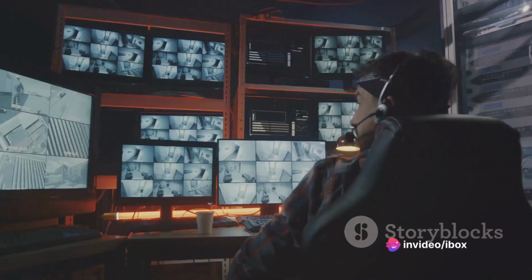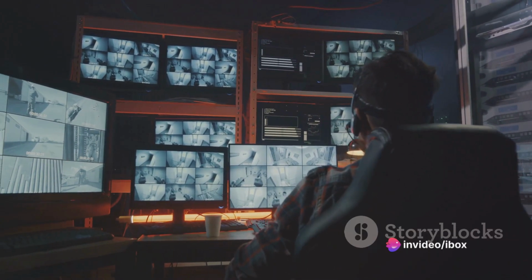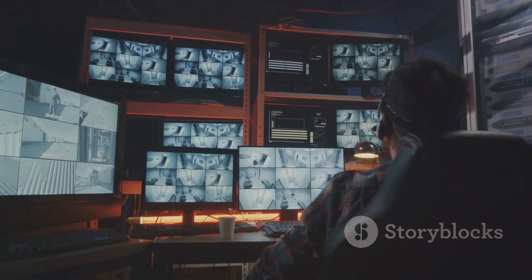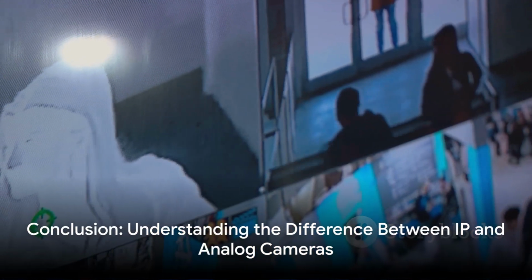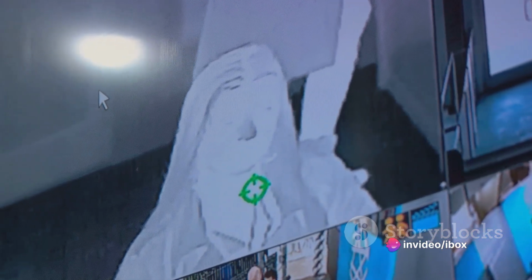4. Cost and installation. Analog cameras are generally more affordable and easier to install. 5. Security. Analog cameras are less susceptible to hacking due to their lack of internet connectivity. So, the next time someone asks, what's the difference between IP and analog cameras? You'll be able to answer with confidence.